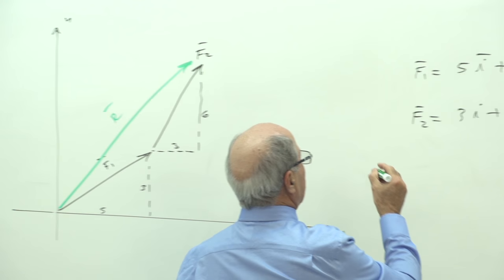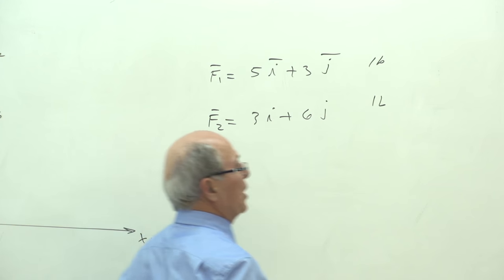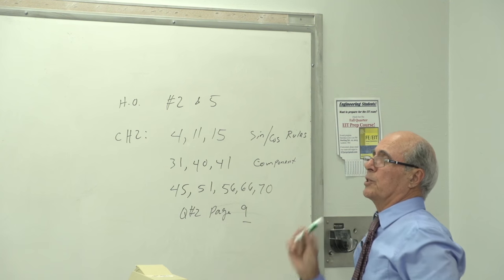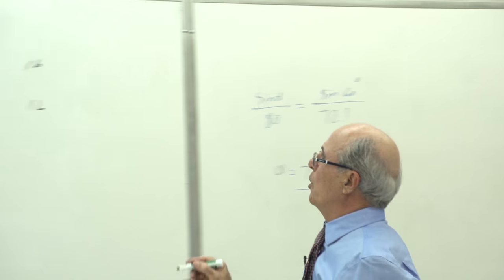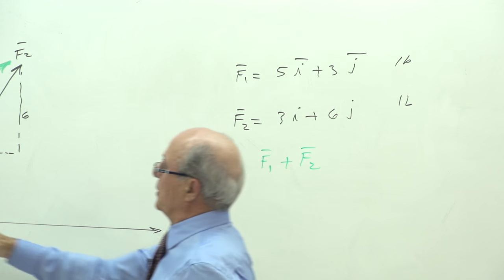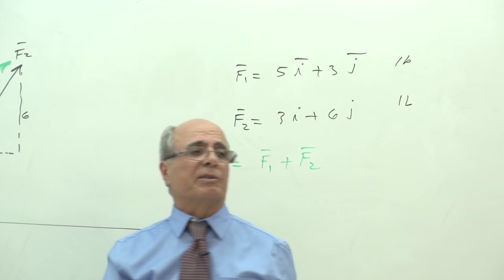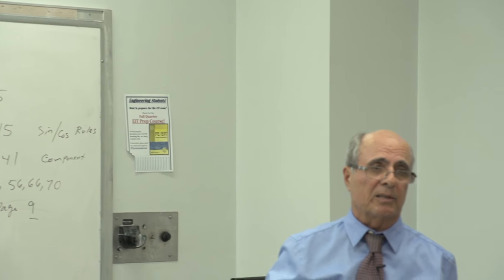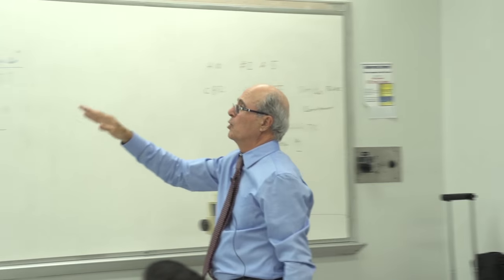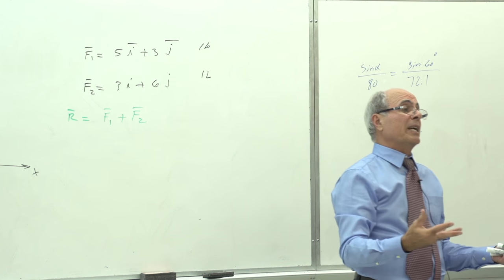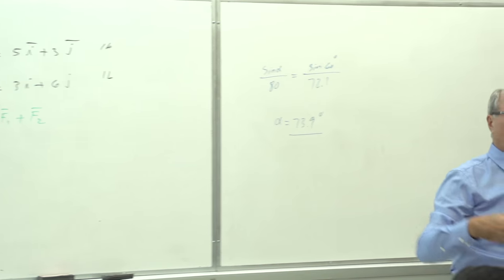What is the concept we are using in this problem, numbers 31, 40, and 41? R is equal to F1 plus F2, the black plus black equals the green. Yes or no? Correct? These are vectors, not numbers. Numbers don't work that way. Is that a vector? Because that means the polygon, or in this case, a triangle. Is that correct or not? Yes? Notice if there are more than two or three vectors, you cannot use this method. You have to use the components.